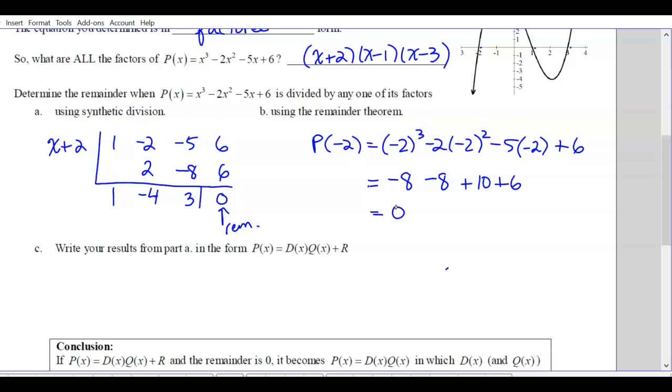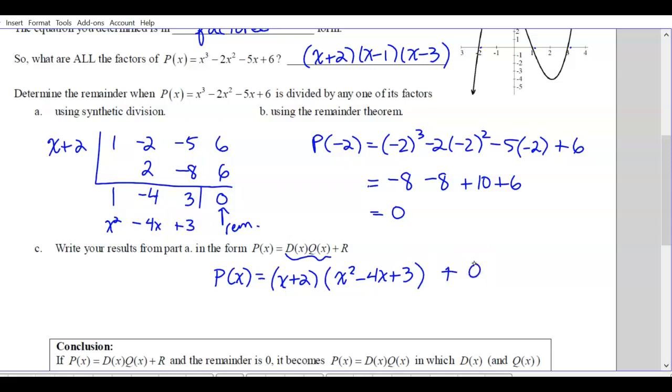So it says write your results from part A in the form P of x equals... I'm not going to copy out P of x. Now I'm going to write it in this form. So the divisor is x plus 2. The quotient, remember, is x squared minus 4x plus 3. This is x squared minus 4x plus 3 plus 0. So really, we don't have to show that.